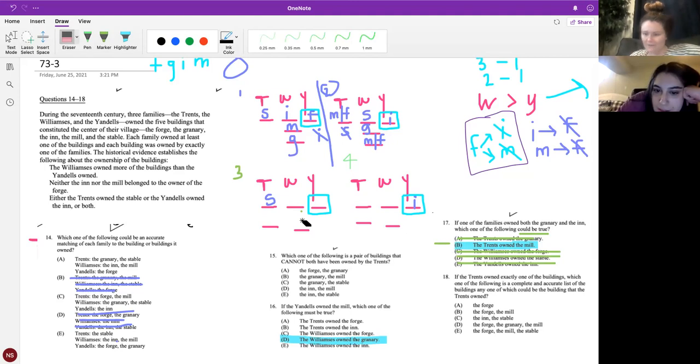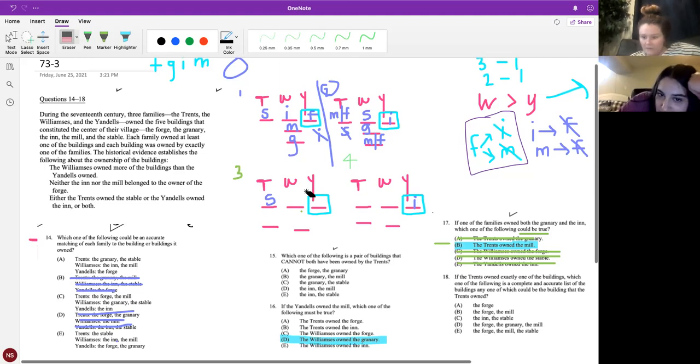Cool. All right. What about number 18? If Trent owned exactly one of the buildings, so we got World 1, or 2, sorry, which of the following is a complete and accurate list of the buildings, any of which could be the building that they own. So I look at what could be, if the Trents own exactly one, it's E, S, M, or F?